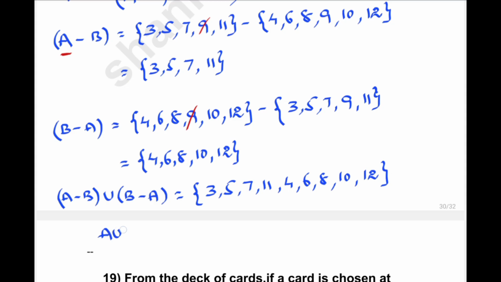So A union B minus A intersection B equals A minus B union B minus A. Hence proved.